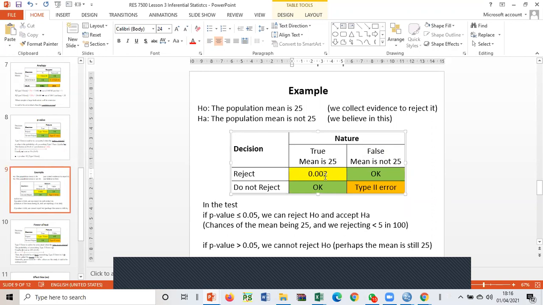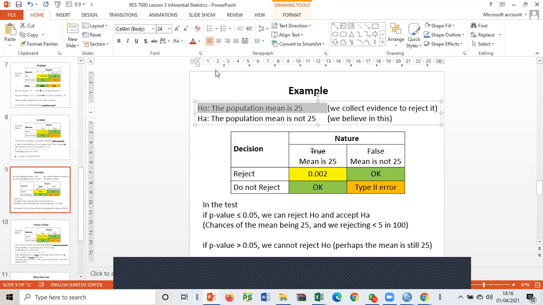Is it a very slim chance? Yes. It being 25 and you're rejecting it, the chances are 2 in 1,000. Very, very slim. So most likely this is not true, right? We reject it. Reject it, then it's not 25.